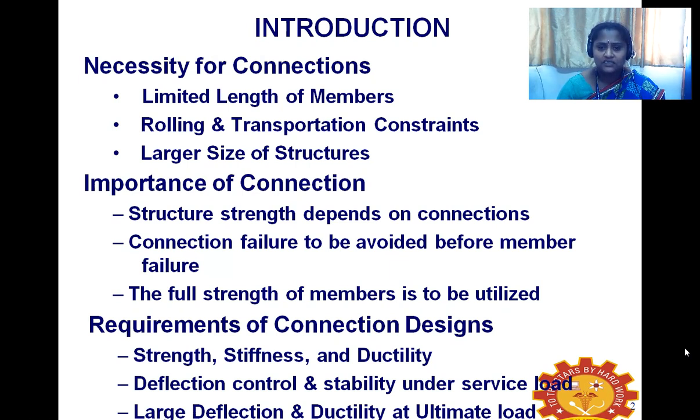Whereas in the case of steel structures, it is not like that. It has to be manufactured at the workshop or at industry. Later on, it has to be transported to the required site and then erected. For all these processes, if the length of the member is too large, it will be difficult, so you have to limit the length. Later on, it has to be connected for the required length of the section. So that is the basic necessity of the connection. Second thing is the transportation constraint, and third one is the size of the structure.